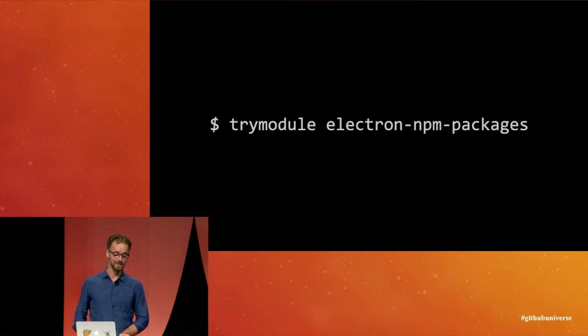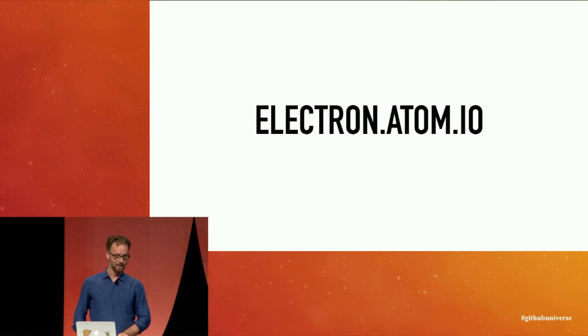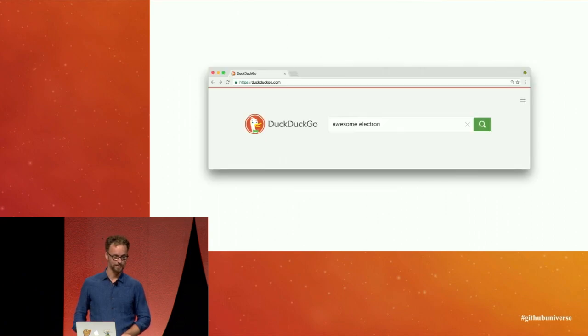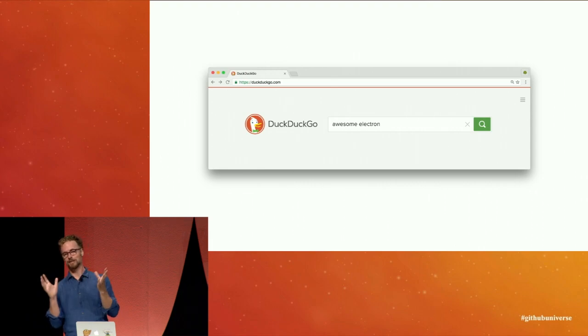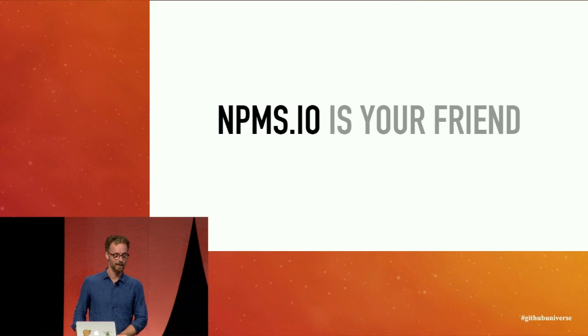There are 1,000 packages on NPM that are related to Electron in some way, and they're encapsulated in this electron-npm-packages module. Electron.atom.io is the place to go to get started and find out about everything Electron. Awesome Electron is a repository. If you're not familiar with the awesome phenomenon, it's a thing on GitHub where people create a README file that is a list of awesome things about a particular topic, usually web development related. So Awesome Electron is a constantly updated list of interesting Electron projects, apps, boilerplates, videos, things like that.